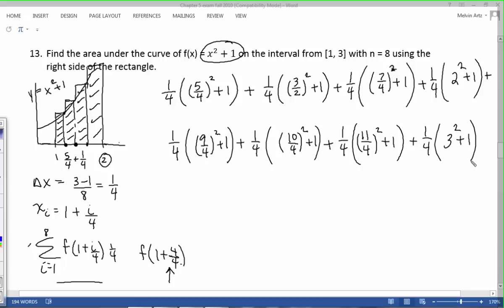Now if you went through and did all these calculations, you could have factored the 1/4 out, and then you could just add all the ones together and then square each one of these terms. I believe you will get something around 10.93, I believe, if you go through and add all of that up.